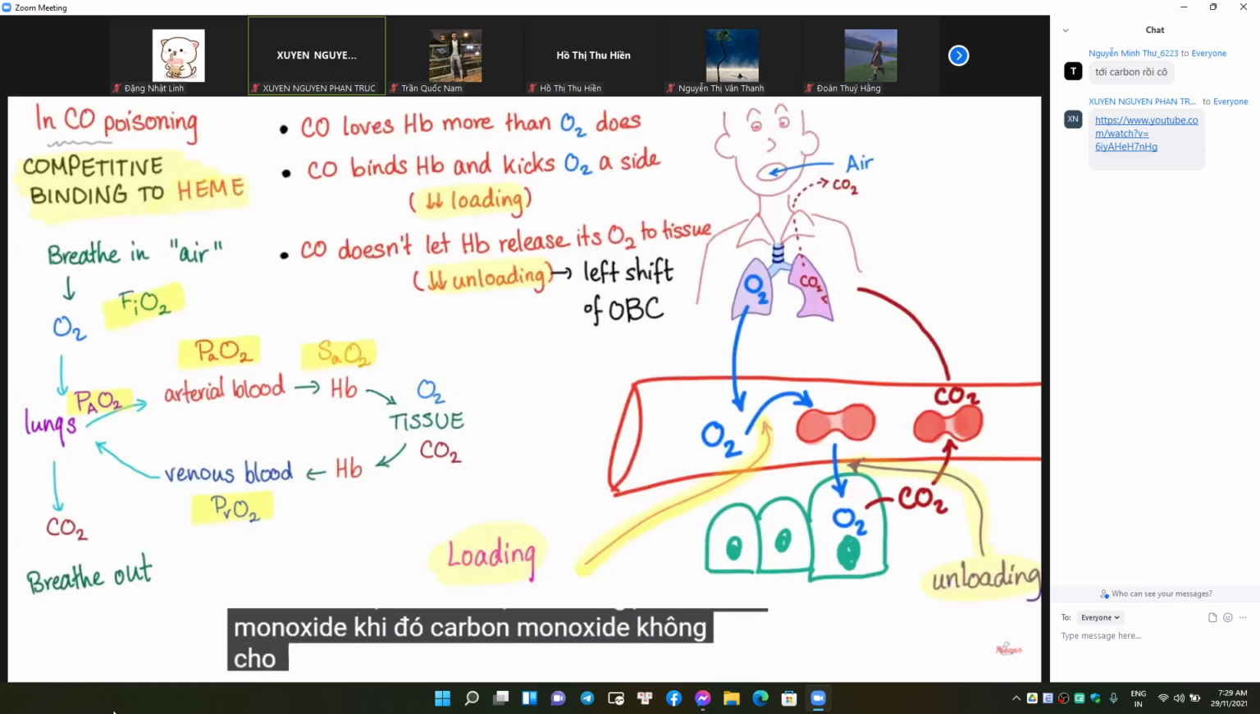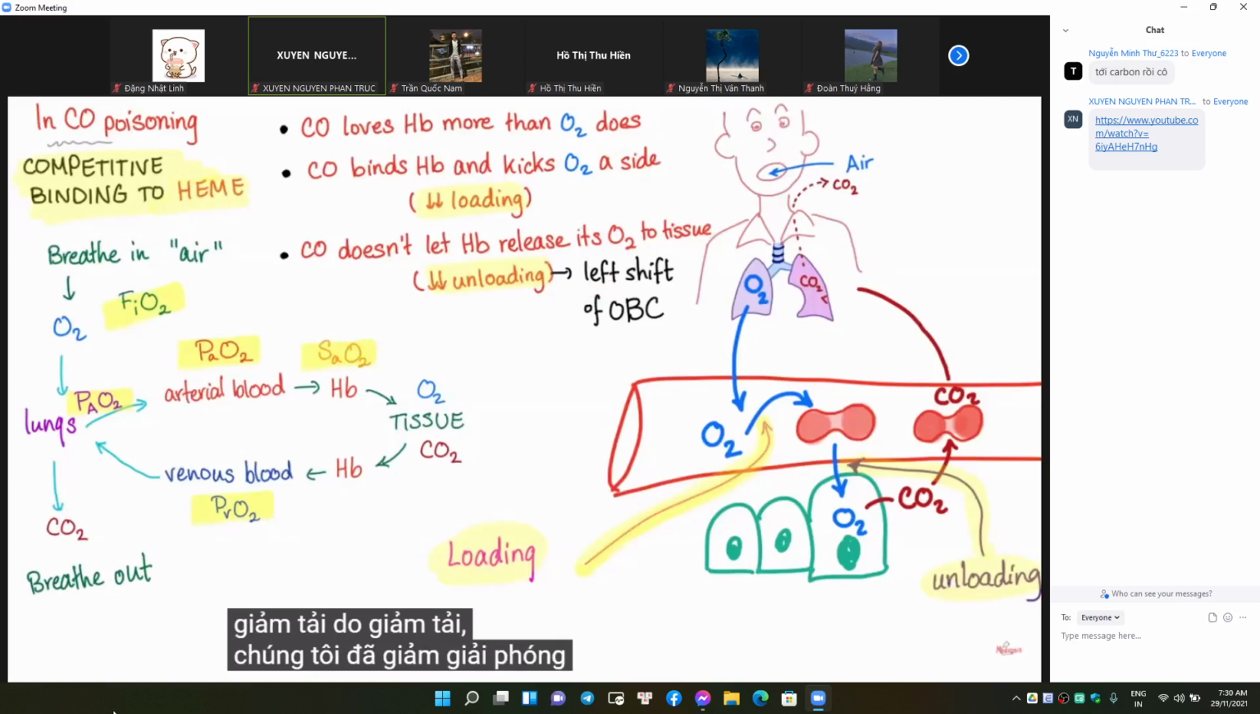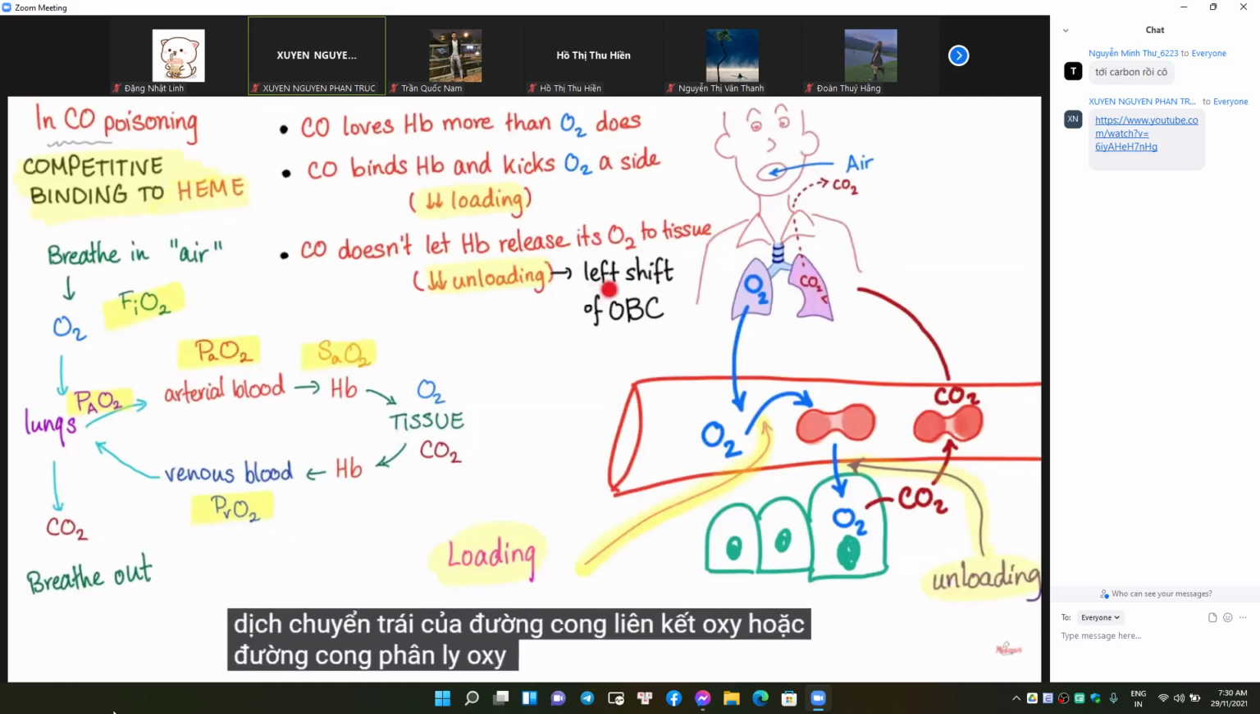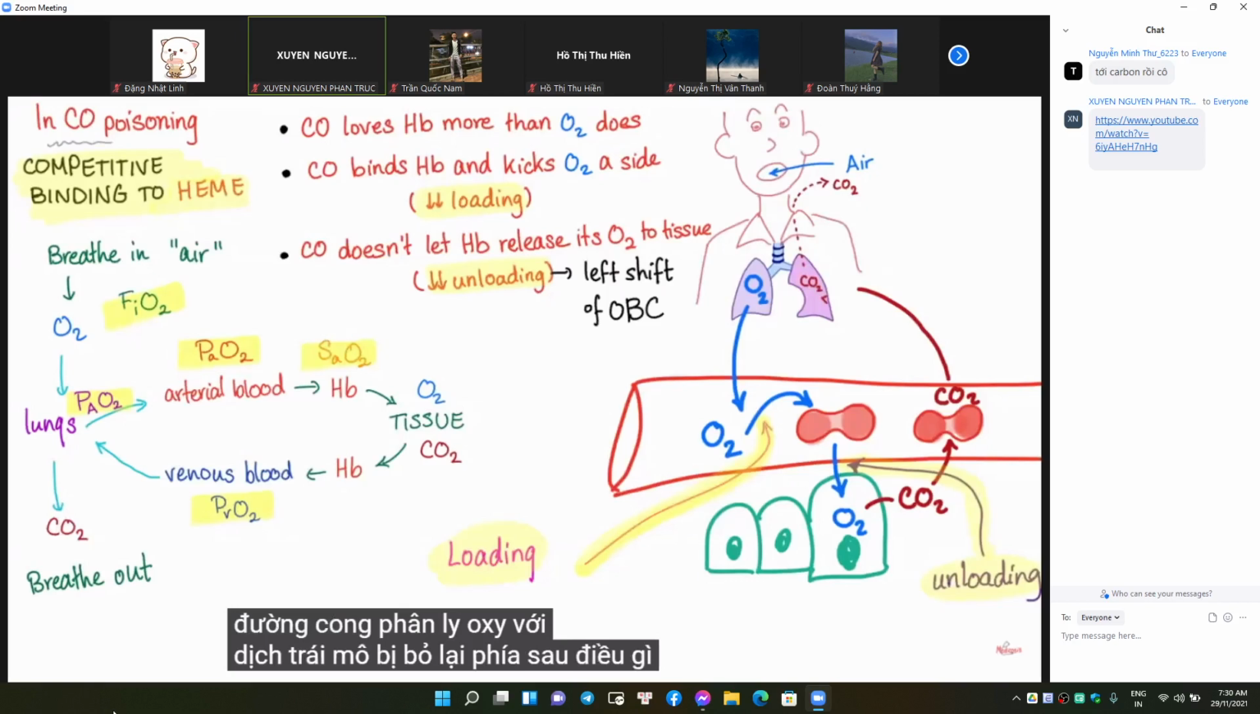Then carbon monoxide doesn't let the hemoglobin release its oxygen. So some of the oxygen was already there on the hemoglobin before the carbon monoxide comes. Even this oxygen is not gonna be released. This is called decreased unloading. By decreased unloading, we have decreased release of oxygen to tissue. This is called left shift of the oxygen binding curve or the oxygen dissociation curve. With the left shift, the tissue is left behind.